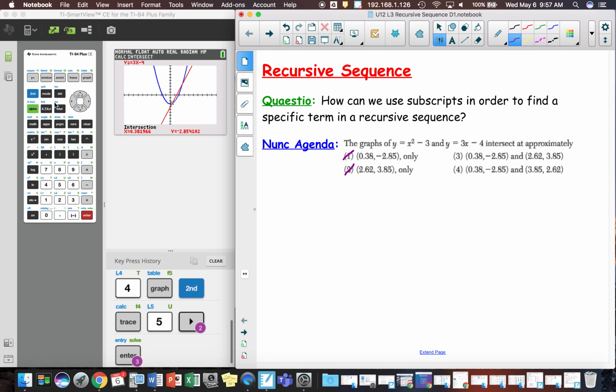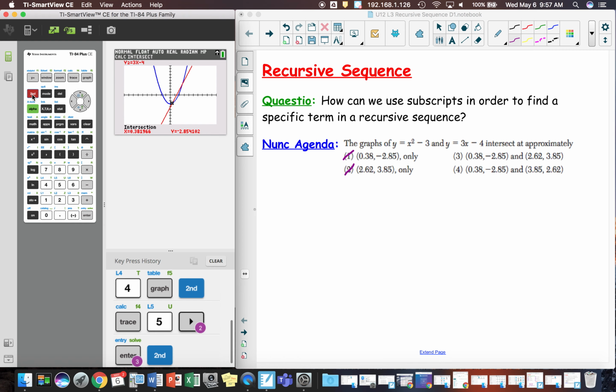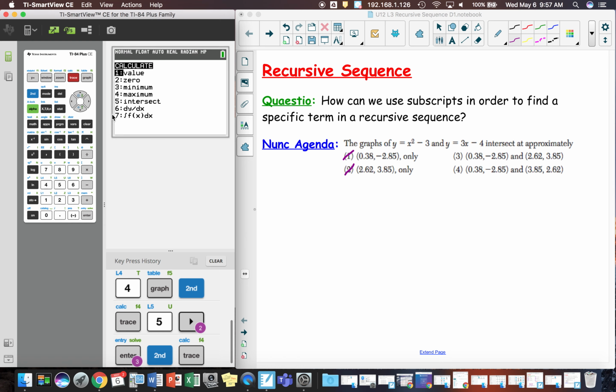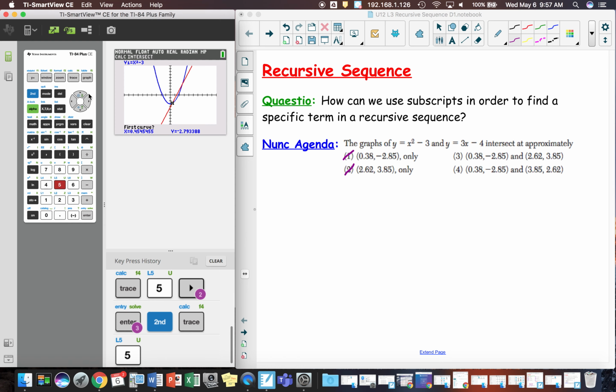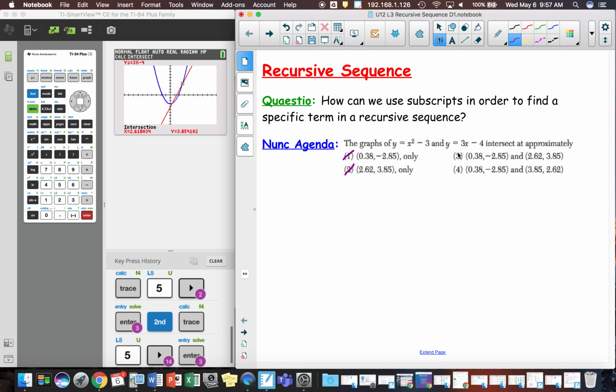So let's find the second point. We're going to do the same thing. Press second trace, go to 5, and now we're going to scroll up to this next point, somewhere around there. Press enter 3 times. 1, 2, 3. And we have 2.6 and 3.85. Notice they have that here as well, but they switched it. Remember, x comes first, y comes last. So our answer for this problem is that 3, 4 is out.